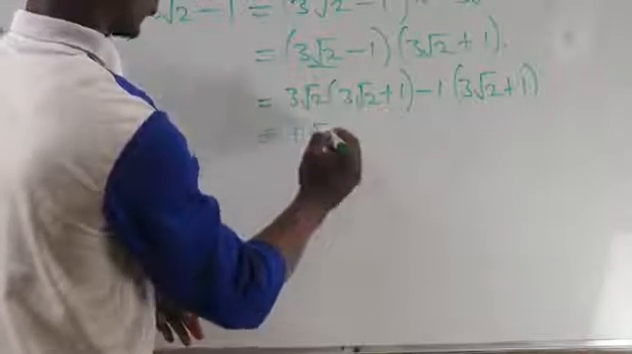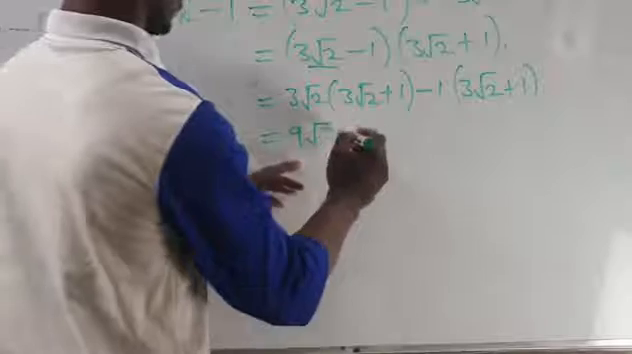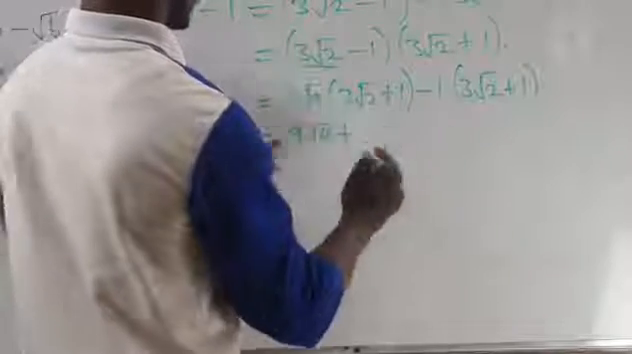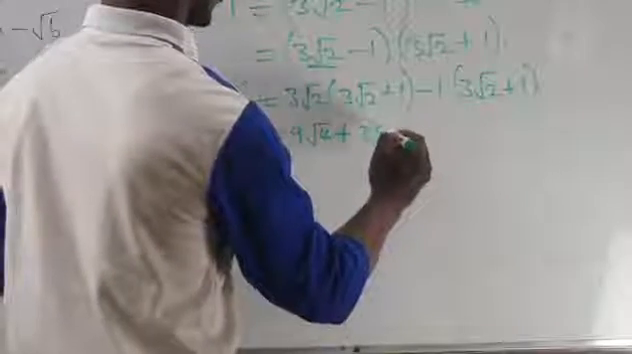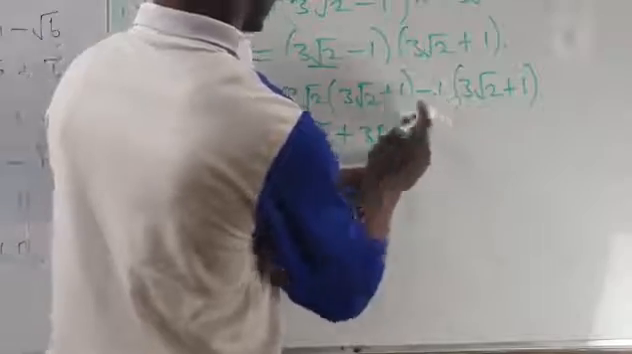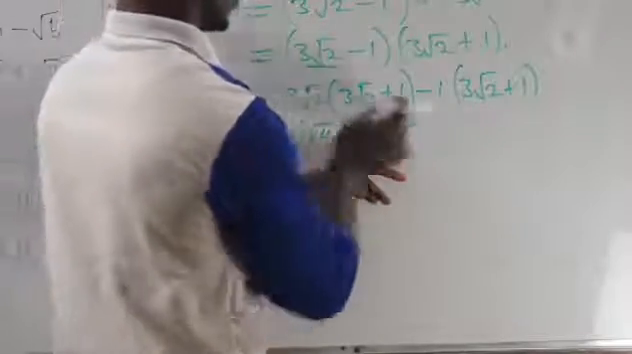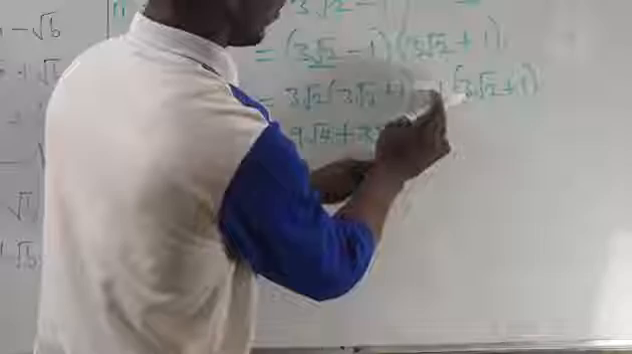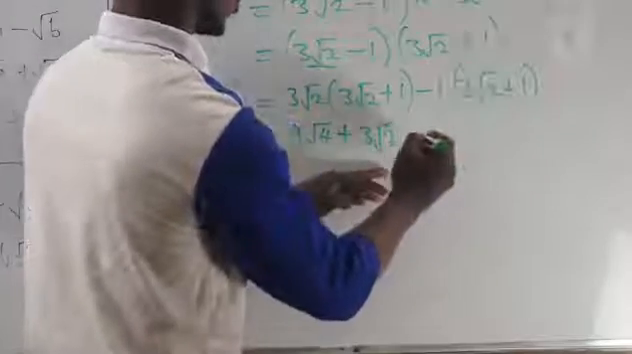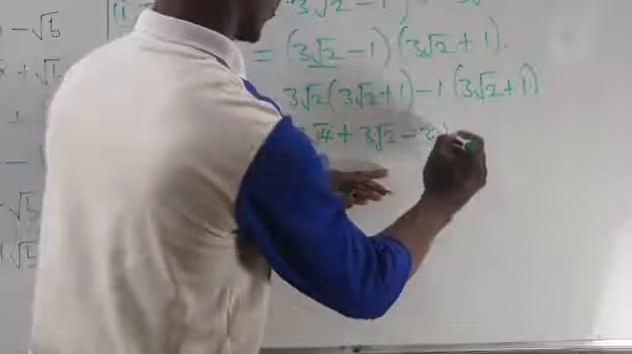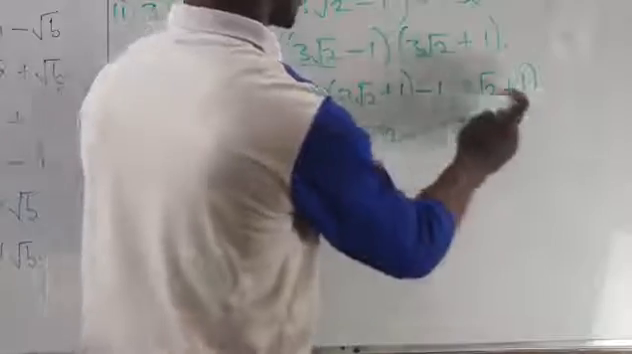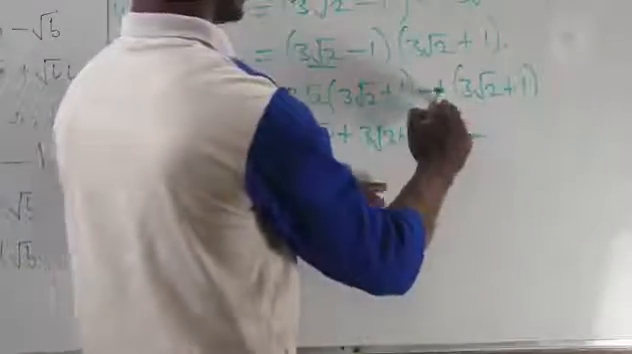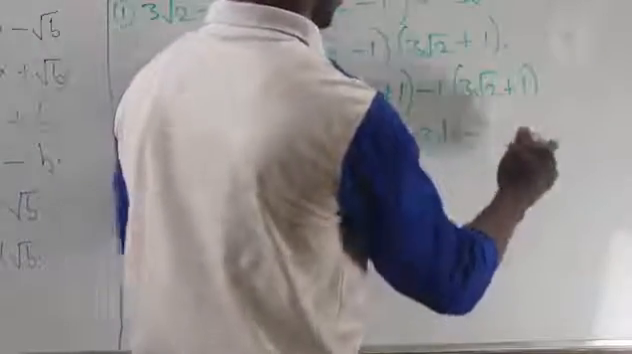Root 2 multiplied by root 2, that is square root of 4. Then plus 3 root 2 multiplied by 1, that's 3 root 2. Then minus 1, we are done with the first bracket. Then the second term, we have minus 1 times 3 root 2, that's minus 3 root 2. Then minus times plus, that's minus 1 times 1, that is 1.